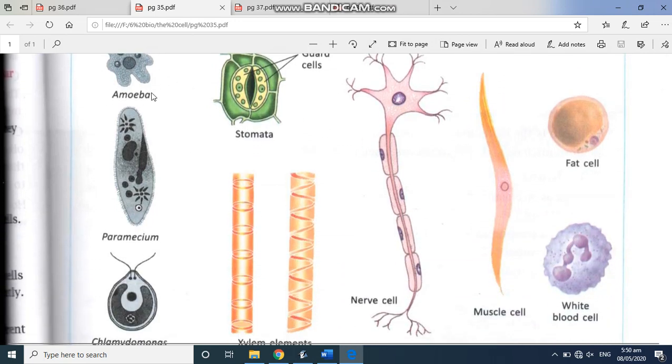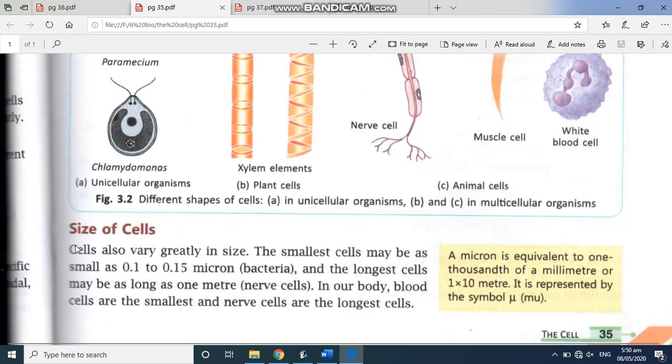Now see here, these are unicellular organisms. Amoeba, paramecium, chlamydomonas. These are the plant cells, and these are the animal cells. So, size of cells. Cells also vary greatly in size. The smallest cell may be as small as 0.1 to 0.15 micron. So bacteria come under this size.